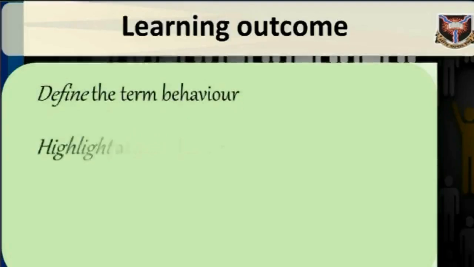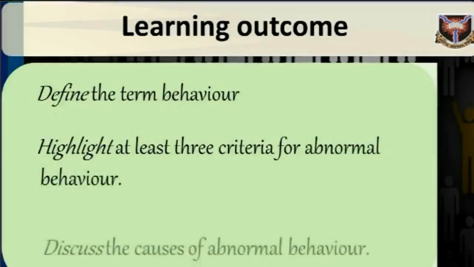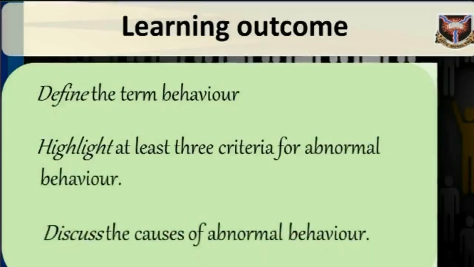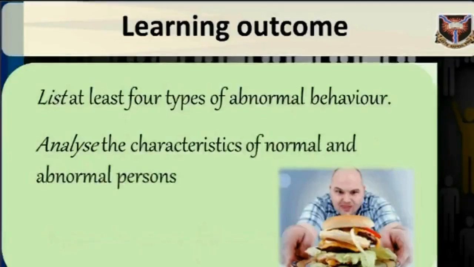Learning outcomes. When you have studied this session, you should be able to: 1. Define the term behavior, 2. Highlight at least 3 criteria for abnormal behavior, 3. Discuss the causes of abnormal behavior, 4. List at least 4 types of abnormal behavior, and 5. Analyze the characteristics of normal and abnormal persons.